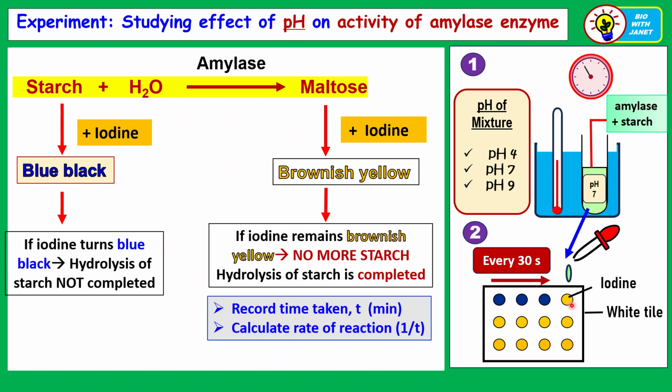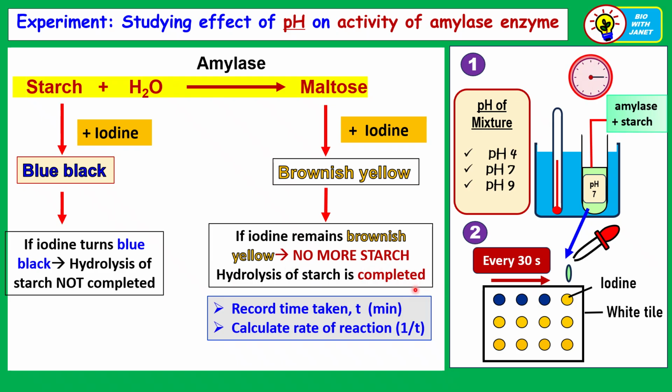Okay, so looking at this flow chart here, if starch is present in the mixture, when you mix it with iodine, the iodine will turn blue-black. So if iodine turns blue-black, it means that the hydrolysis of starch is not completed. But when the starch has all been converted to maltose and you mix the maltose with the iodine, then the iodine will remain brownish yellow, as seen here, right?